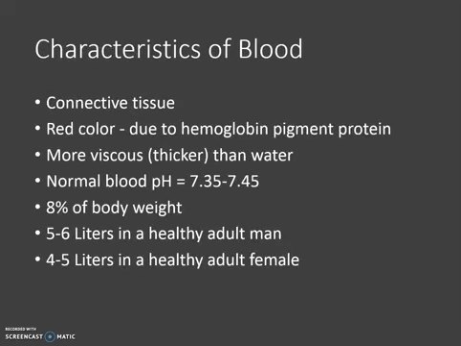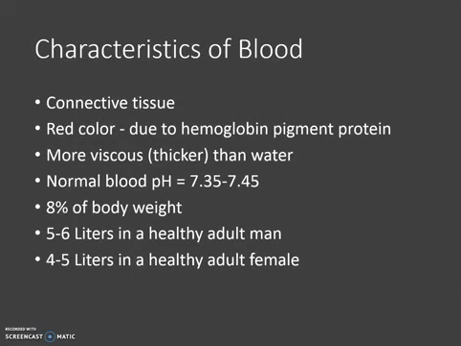So taking a look at some of the characteristics of blood, it is a type of connective tissue. You can think of it as connecting one area of the body to the other area of the body by delivering nutrients from one area to another area. Blood is red, and that red color is due to a protein pigment called hemoglobin. And hemoglobin is found in red blood cells, and it is involved in transporting oxygen throughout the blood.